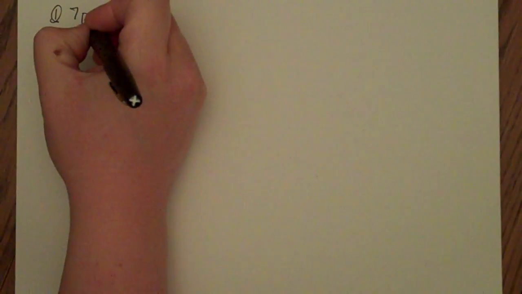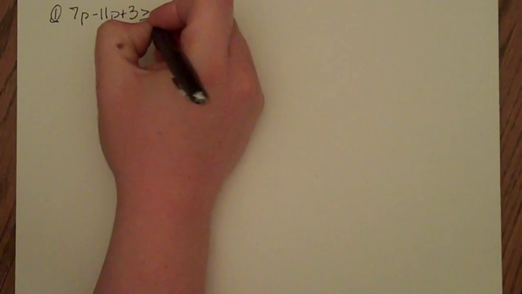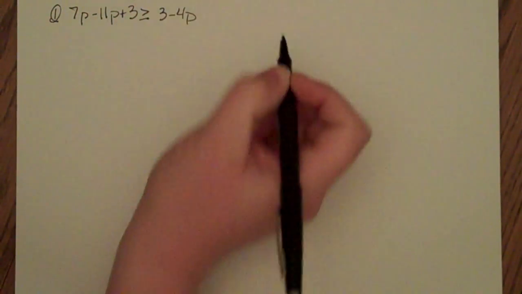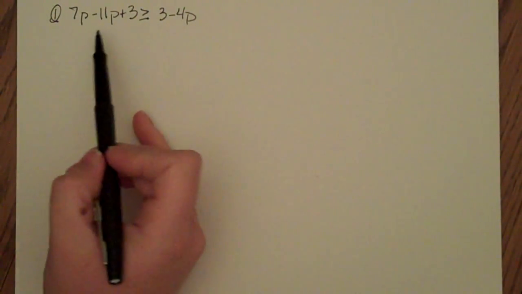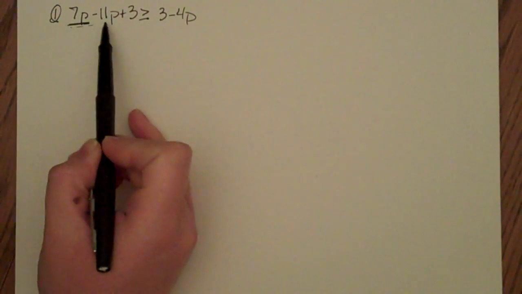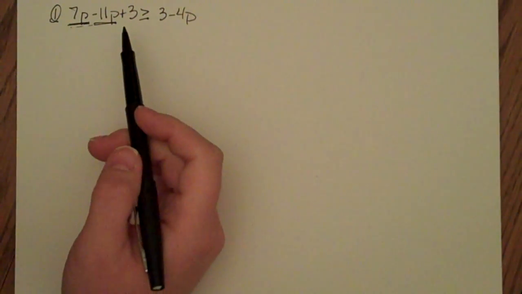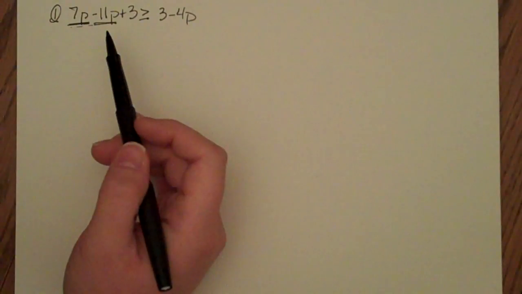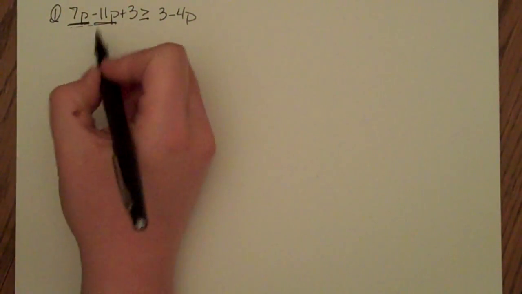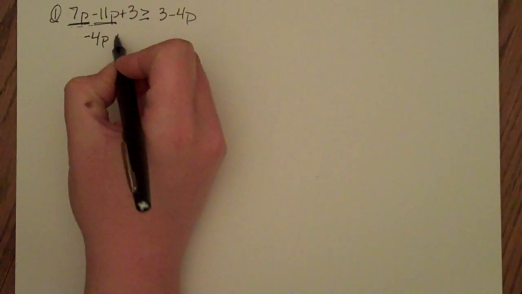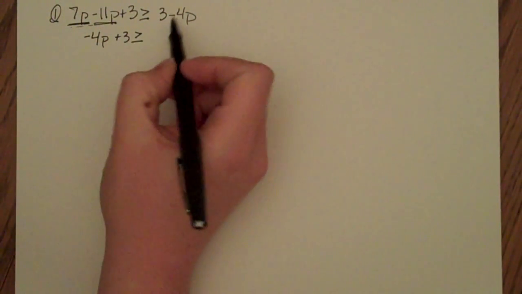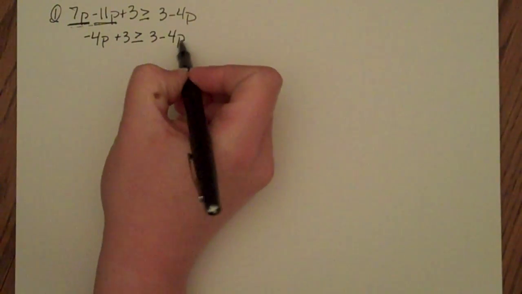In this next set of examples, we're going to look at some additional multi-step inequalities that we could solve. The first one we're going to look at is 7p minus 11p plus 3 is greater than or equal to 3 minus 4p. So when we look at this, we notice over here on this left-hand side, we have two like terms. We have 7p minus 11p. And so we need to go ahead and get those together. 7 minus 11 is negative 4p plus 3 is greater than or equal to 3 minus 4p.